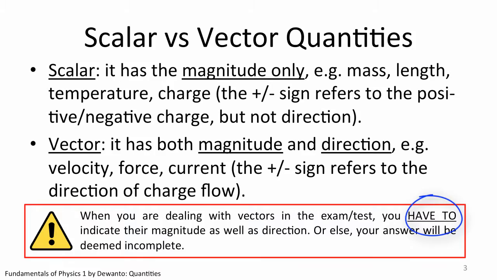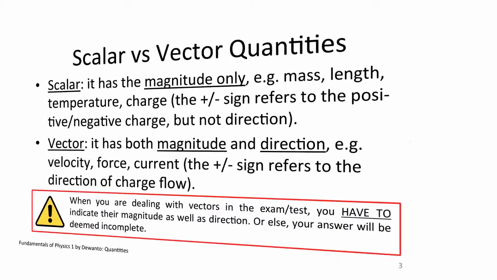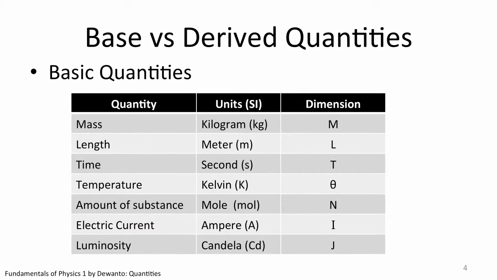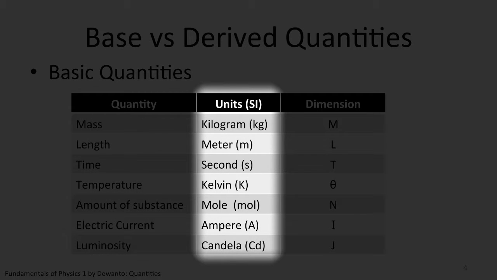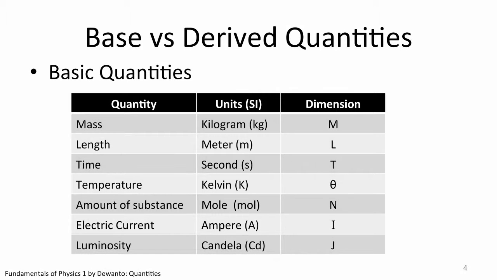Now let us look at a couple of quantities. We start with these 7 quantities, which are rather unique for a reason I will explain soon. Mass, length, time, temperature, amount of substance, electric current, and luminosity. The units are given in the second column: kilogram, meter, second, Kelvin, mole, ampere, and candela respectively. For the moment, let's ignore the last column on the dimensions. We will come back to that at a later stage.